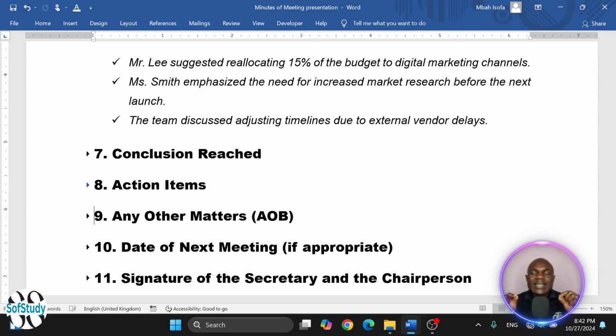So what we are saying is that at the end of each argument or discussion, what the chairman says last with respect to that topic becomes the conclusion reached. Then the next will be action items.